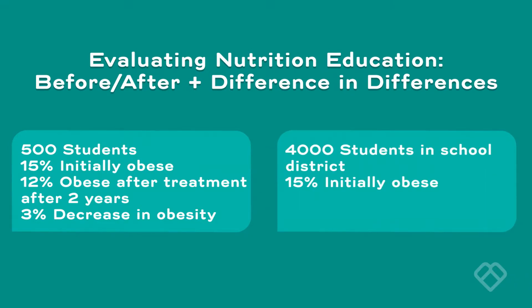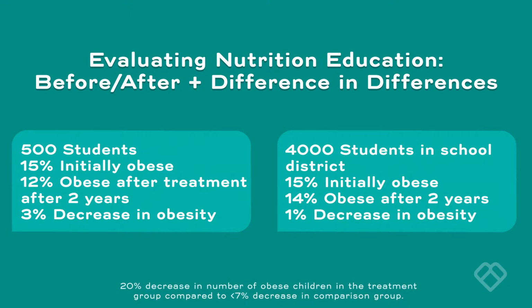15% of them were initially obese, just like our 500 students who were selected from that group for nutrition education. After 2 years, 14% of them remained obese, so there's only a 1% decrease in obesity. So we have a difference in the first group, the group that got nutrition education, of a 3% decrease in obesity, and in the second group, only a 1% decrease. So what does the difference in differences technique accomplish that the mere before and after evaluation didn't? What it does is it controls for factors that might have affected all the students in the school, such as maturation, growing several years older, or the availability of fresh fruits and vegetables.